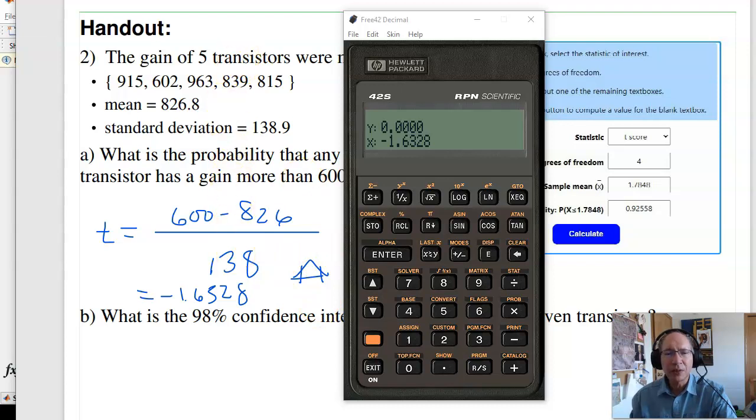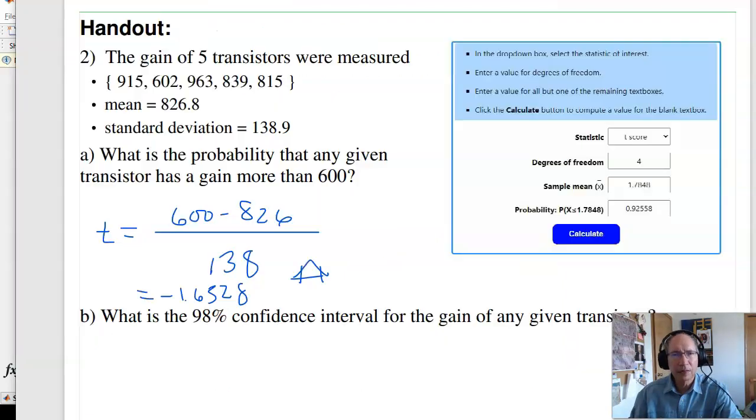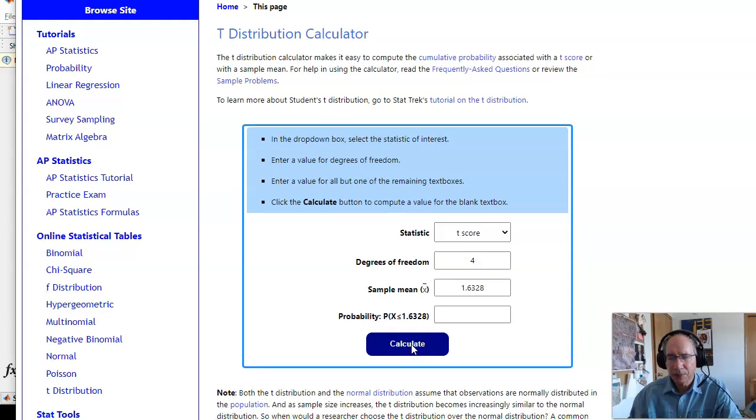Go to Stattrack. So I have 4 degrees of freedom. My t-score is 1.63. Calculate. Get 0.9118. Or if I use the negative, I'll get 1 minus that. All probabilities add to 1. This will be the other tail.